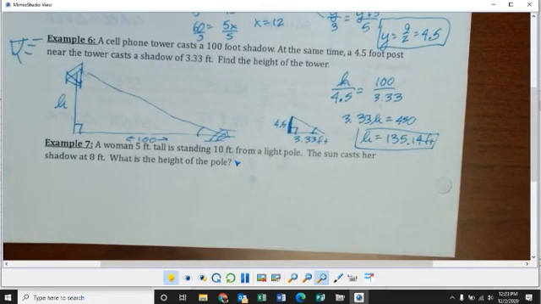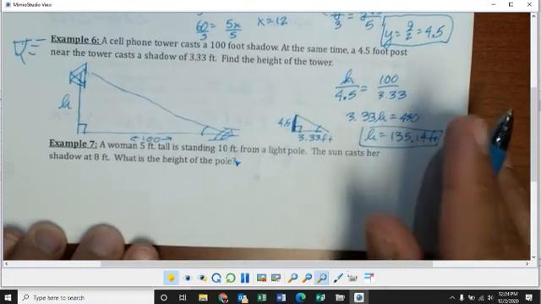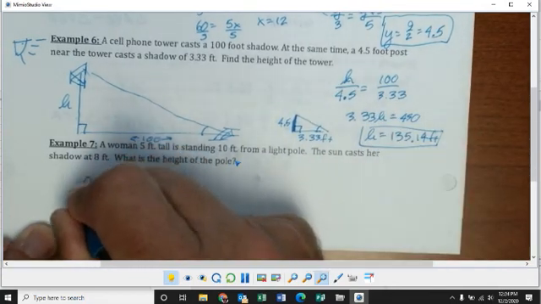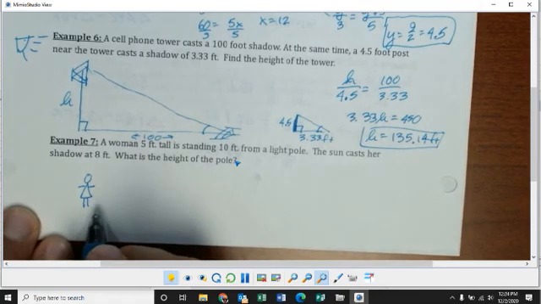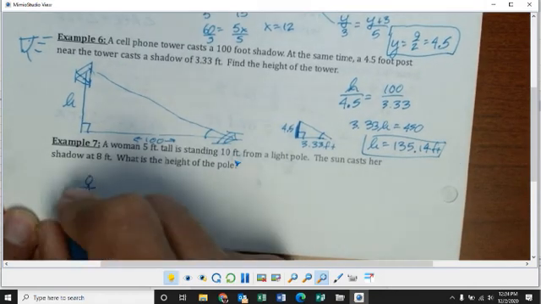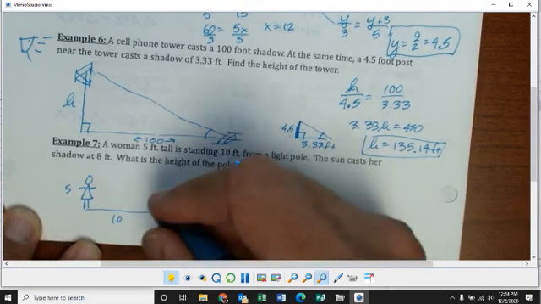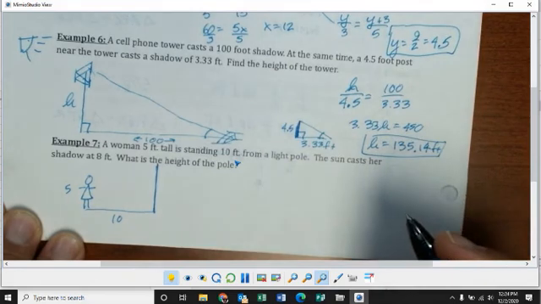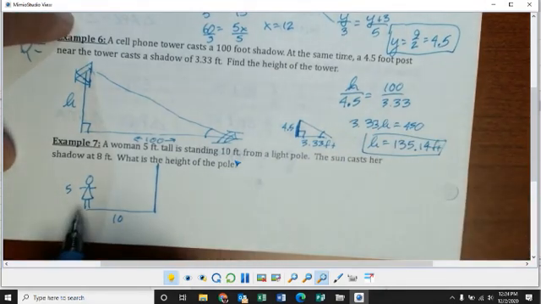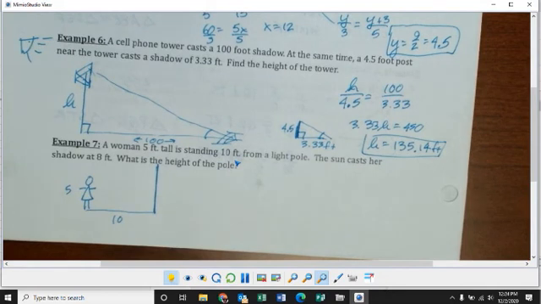All right, see if you can do example 7. Draw your figure and come back to me. All right, example 7. We have a woman, and this cute lady is 5 feet tall, and she is standing 10 feet from a light pole. All right, and the sun casts her shadow at 8 feet. What is the height of the pole?